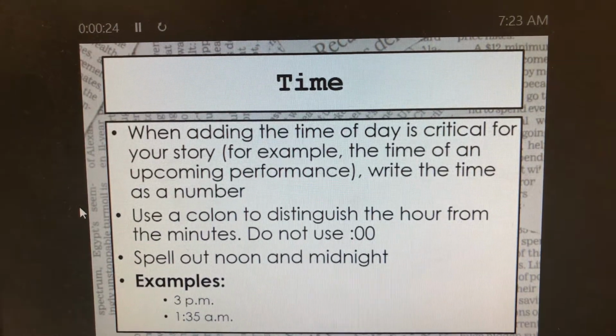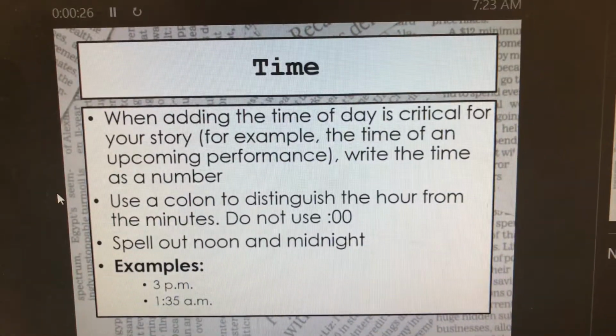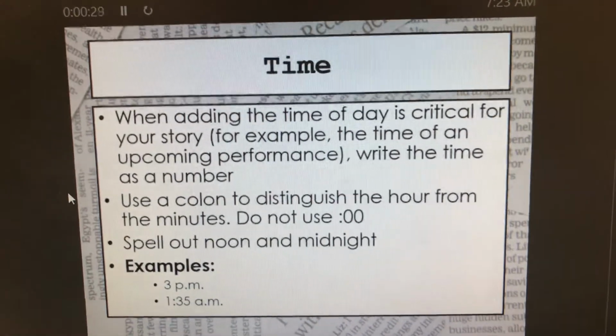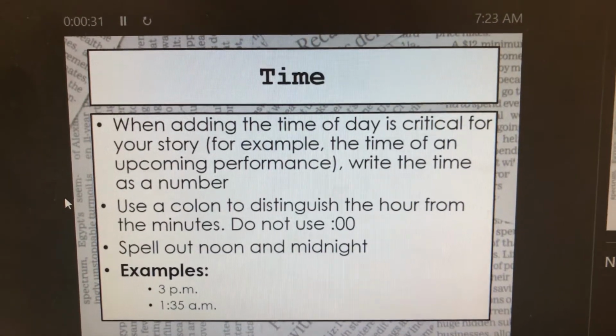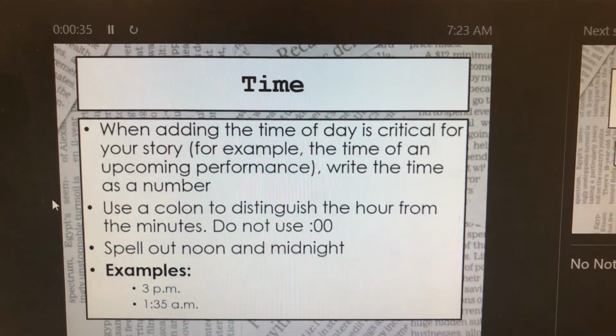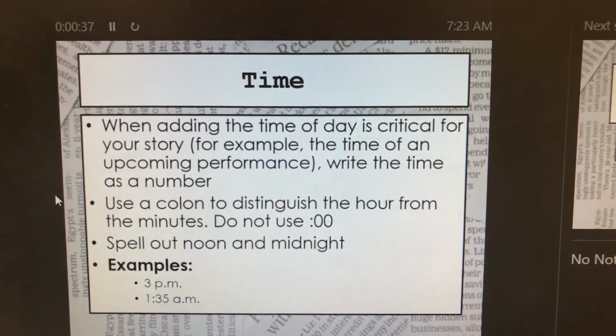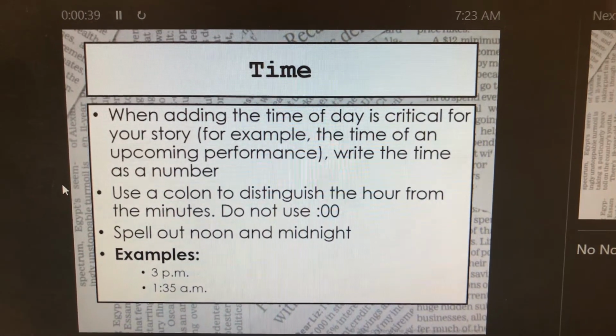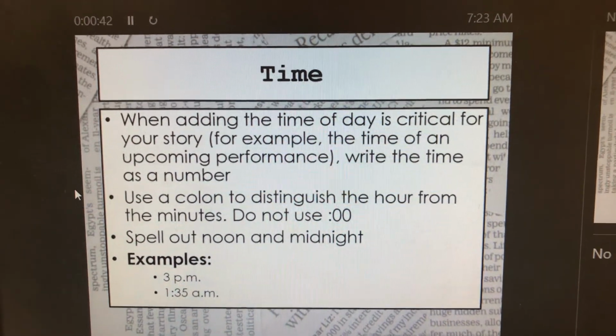Hello everyone. Today we will be wrapping up our series on AP Style. So we have just a few more elements to talk about, and today will be full mostly of practice and making sure that we understand AP Style. So let's start today with time.